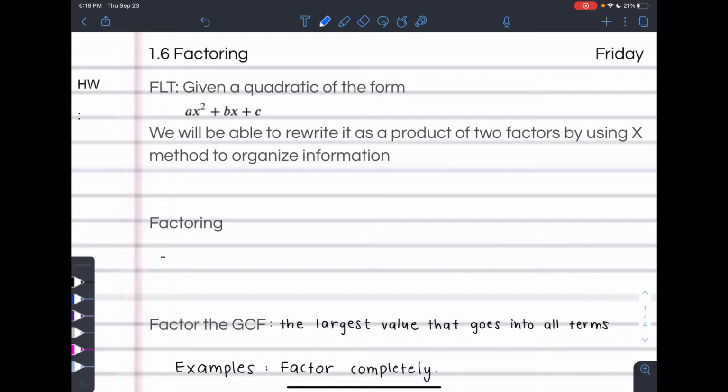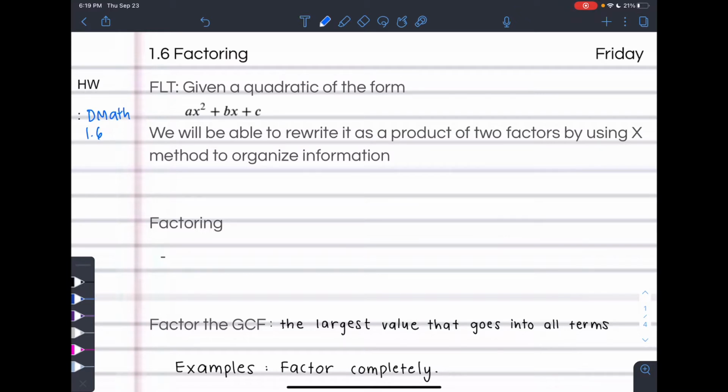So here we are. Okay, today's FLT is given a quadratic of the form ax squared plus bx plus c. We will be able to rewrite it as a product of two factors by using the x method to organize information. For today's homework, it's going to be the same as Wednesday's homework. There is a Delta Math assignment 1.6. And I added on a nice little section in case you did finish it on Wednesday. There's just a couple more problems that I want you to try.